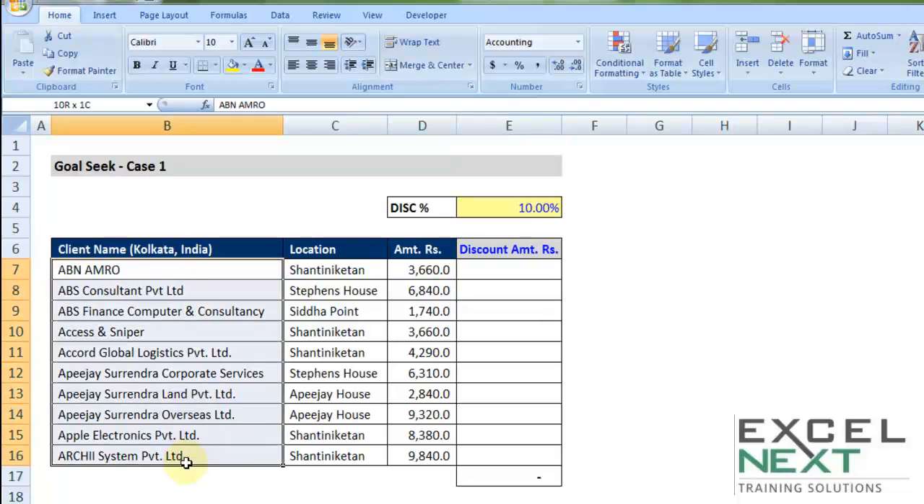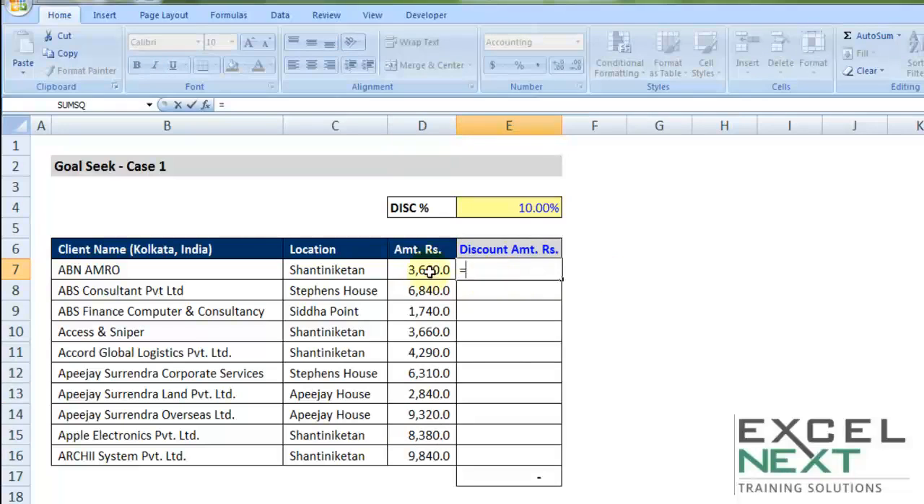I have a set of clients, all hypothetical. The businesses that I'm going to get from them in terms of money, and I am to give them a discount of 10%. So I'm quickly writing a formula saying whatever the amount of revenue I'm going to generate from each of the clients multiplied with the cell containing 10%.